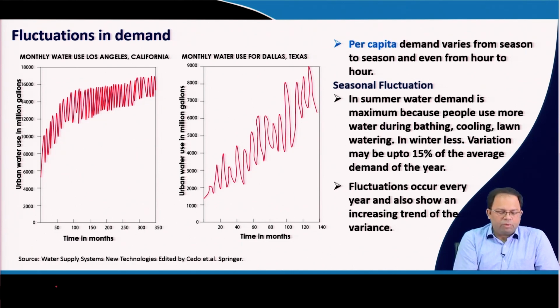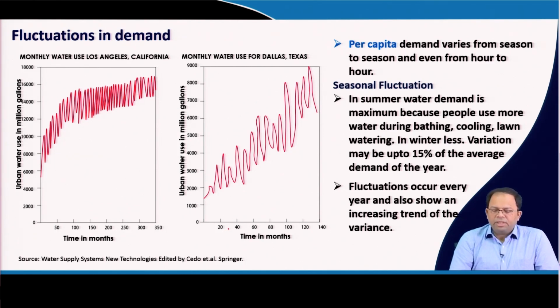This is again water supply in Los Angeles, California, in the US, with water used in millions of gallons. You can see this is the time in months, and in different months the variation is different, so different amounts of water are being used. That is actually being recorded over here.